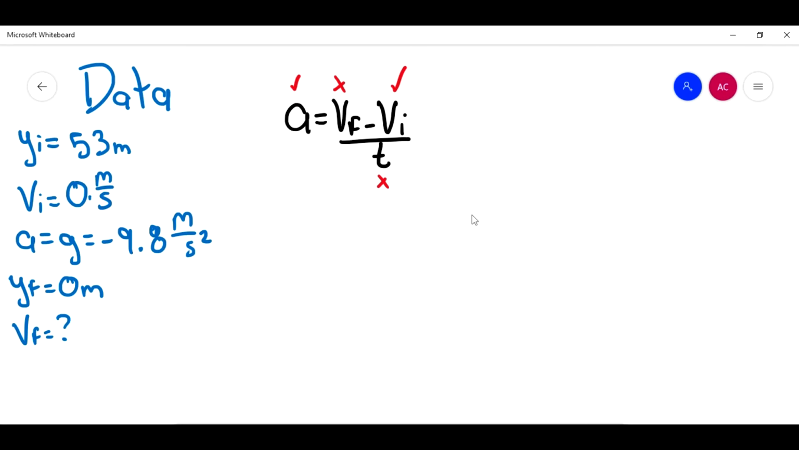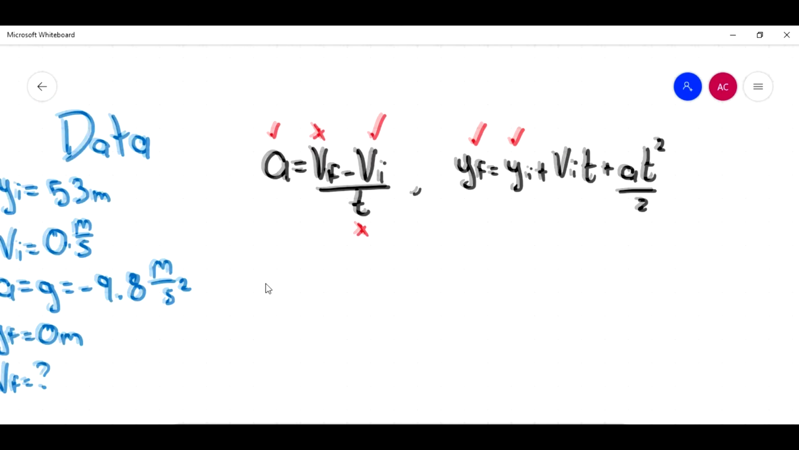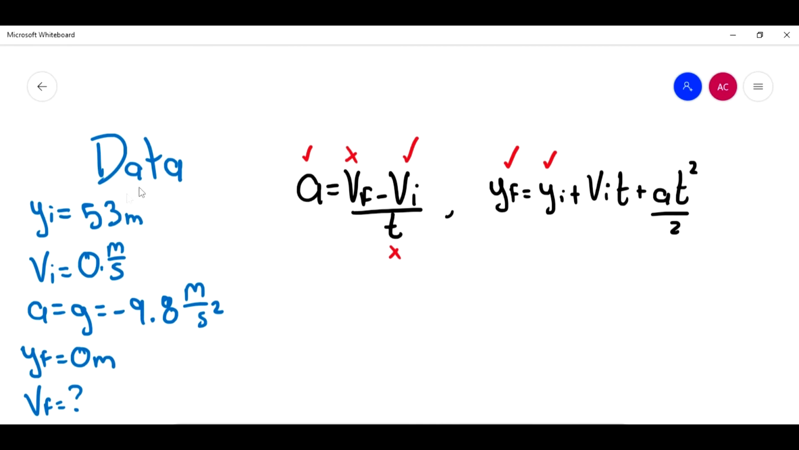So I need to go to the other equation, that is final position equals initial position plus initial velocity times the time plus acceleration times time squared over 2. Final position, yes, is 0. Initial position I got, is 53 meters according to the data. Initial velocity is 0 meters per second, so I have it. Time, I don't have it. Acceleration is the value of the gravity. You can say that I got 2 cross marks, but it is the same value.